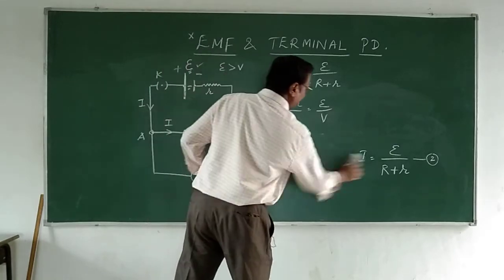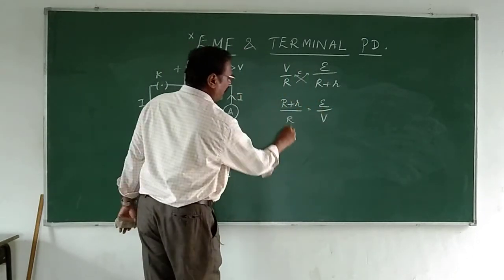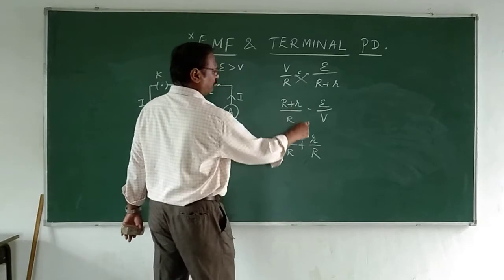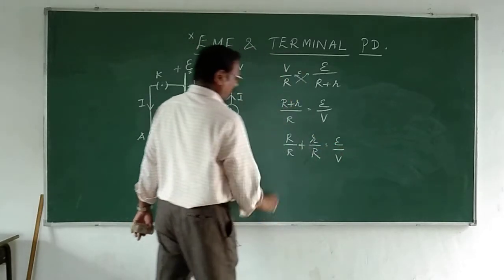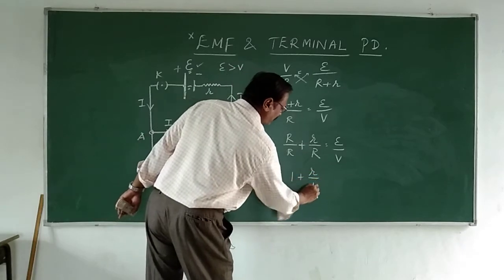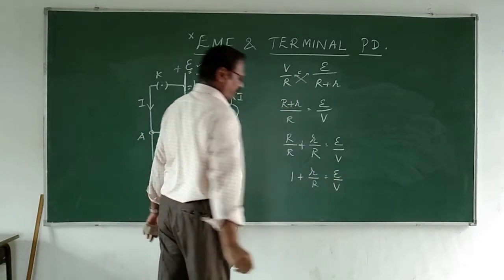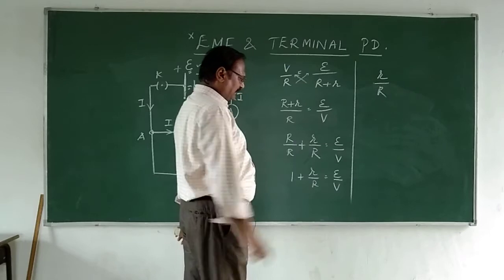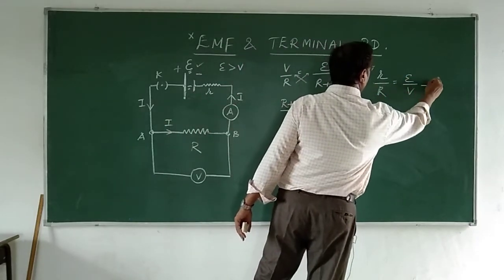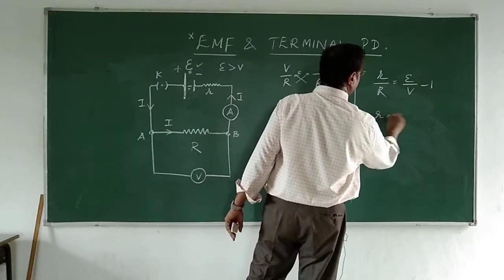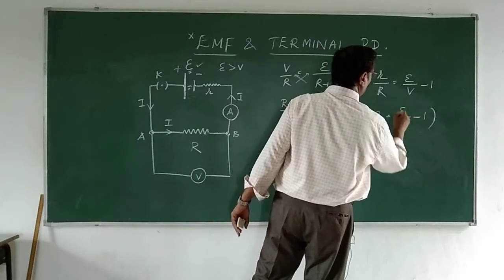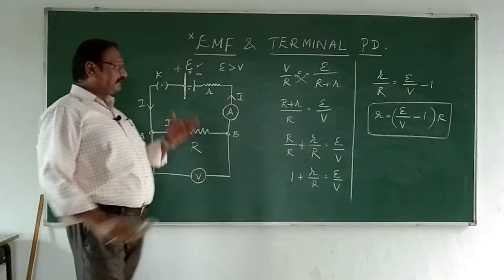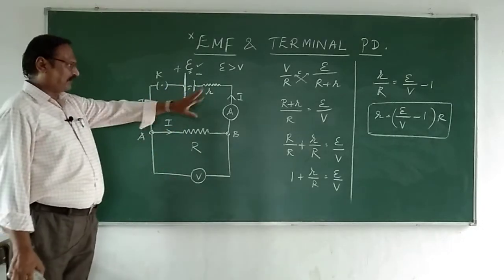Fine. From here, I can say, right, R upon R plus small r upon capital R, I break it into two parts, that is epsilon upon V. R by R is 1, 1 plus r upon R is equal to epsilon upon V. Or I can say r divided by capital R is equal to epsilon upon V minus 1. Or internal resistance r is equal to epsilon upon V minus 1 into capital R. So this is how you can calculate the internal resistance of the cell.